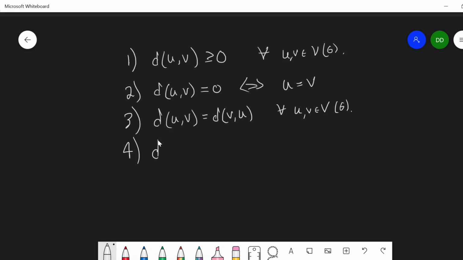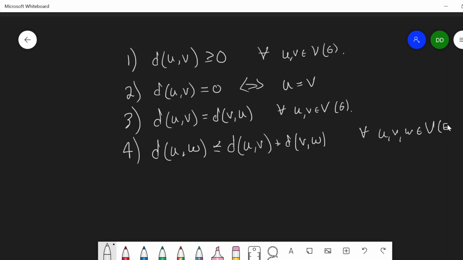And lastly, here's another important one. This is the triangle inequality. The distance from U to W, if I pick any other vertex V, will be less than or equal to the distance from U to V plus the distance from V to W. And this is for all U, V, and W in the vertex set of G. So this is the triangle inequality.